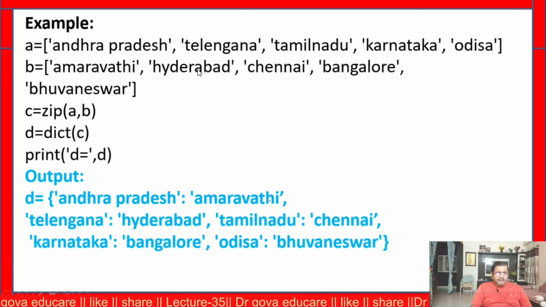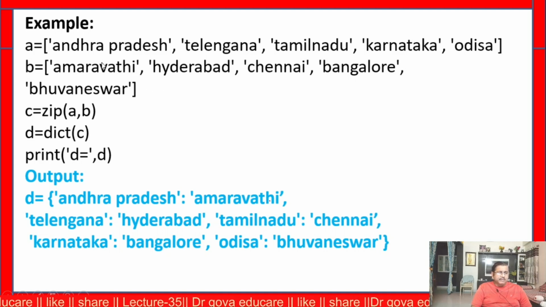Telangana is a key, the corresponding state capital Hyderabad is the value. Now Tamil Nadu is a key, the corresponding capital is a value. Similarly, Karnataka and its corresponding capital, Odisha and its corresponding capital.